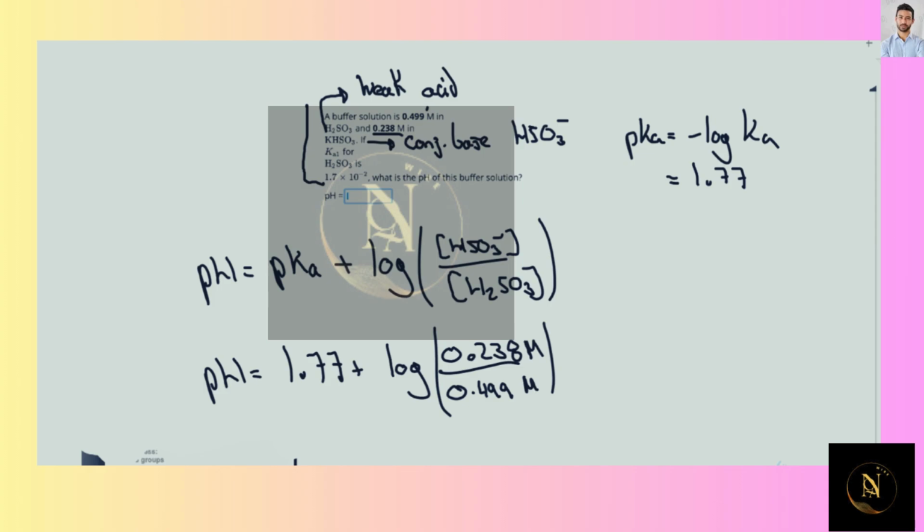In this case, we're going to have more of the acid than what we have of the base, so we're going to expect that the pH is going to be lower than the value for the pKa. And in this case, the result is going to be, rounding up to three significant digits, 1.45.